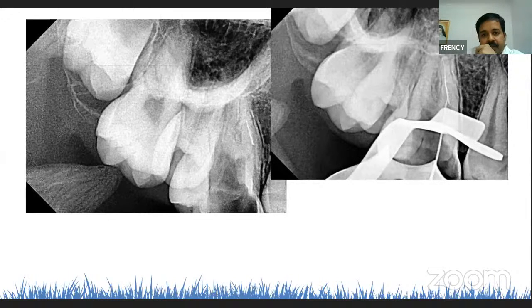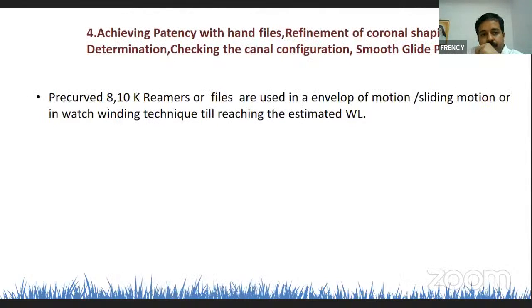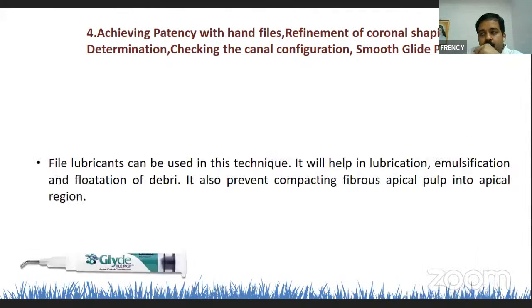Then after that, reach into the apical third. After coronal flaring, you have to reach the apical third with the 8-10 file with the envelope of motion or watch-winding motion, to the working length. File lubricants can be used in this hand file technique, because it will remove the debris very easily.